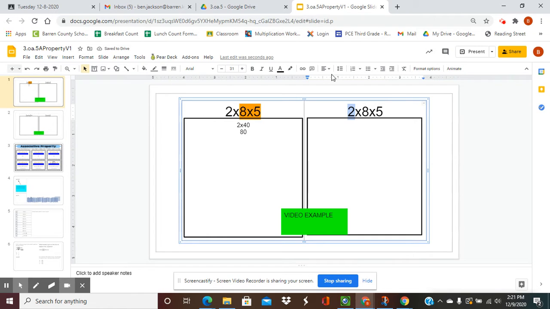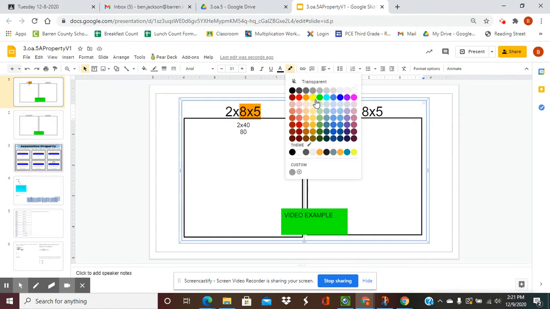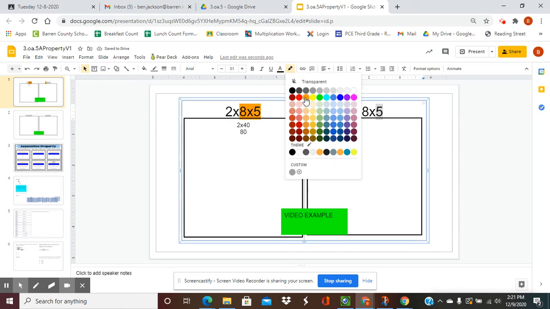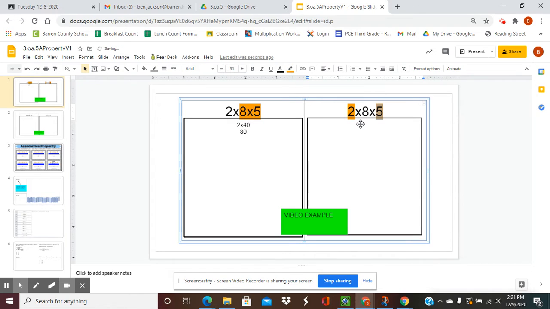I'm going to multiply. This is how you're going to show your work to me today. I'm going to multiply 8 times 5 first, and 8 times, wait a minute, I'm sorry, 2 times 5. And 2 times 5 is equal to 10.